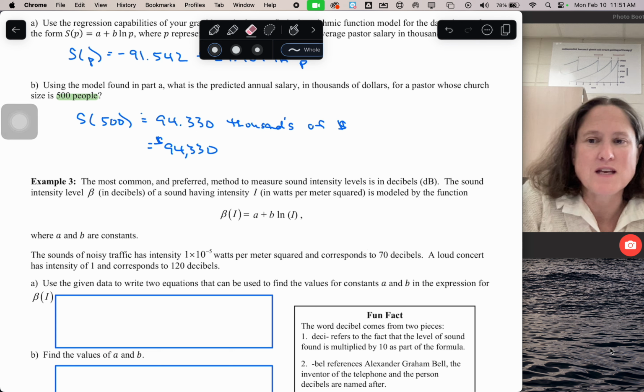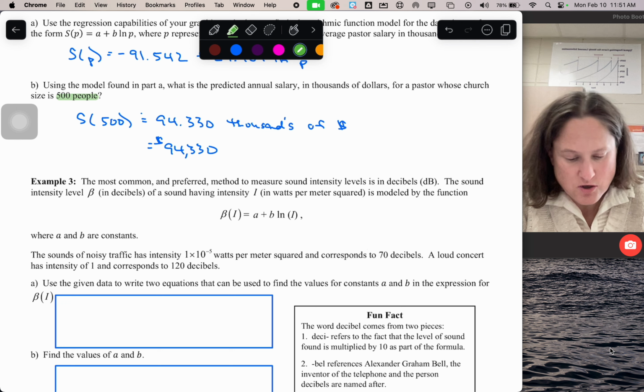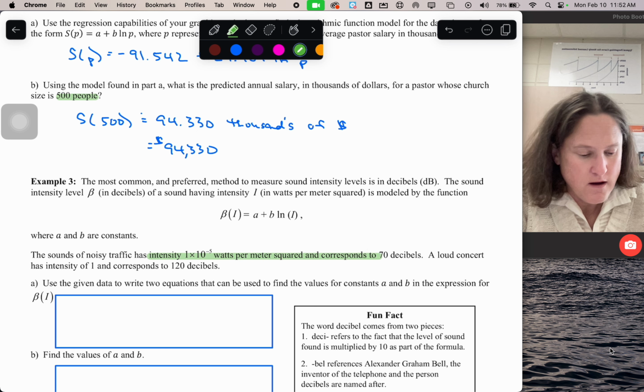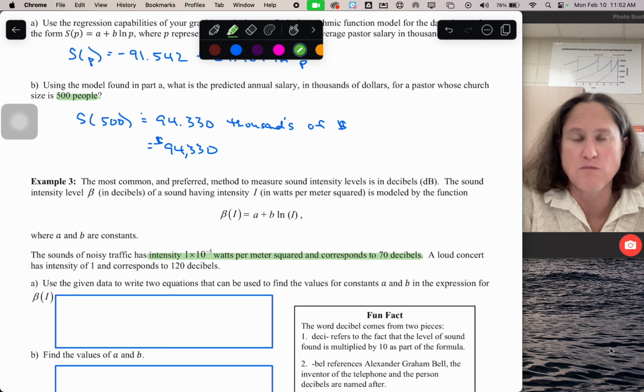The sound intensity level, beta, in decibels of a sound having intensity of I in watts per meter squared is modeled by the function B of I is equal to A plus B times the natural log of that intensity, where A and B are constants. If we are told that the sound of noisy traffic has an intensity of 1 times 10 to the negative 5th power watts per meter squared, and it corresponds to a decibel level of 70, that's giving us one ordered pair, one point or one value in our table.